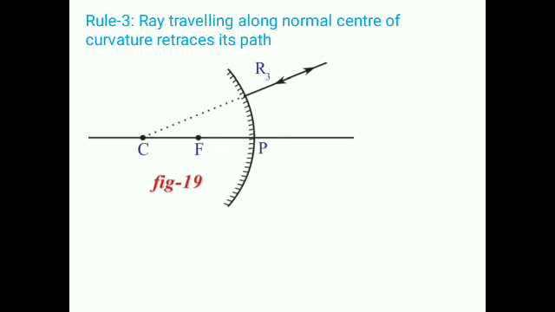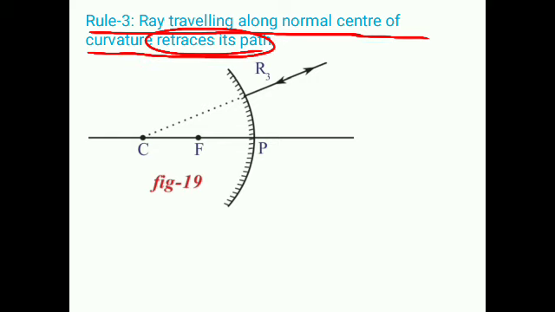Rule 3. A ray traveling along the normal or towards center of curvature retraces its path. This is the ray traveling along the normal or towards center of curvature. After reflection, it retraces its path.